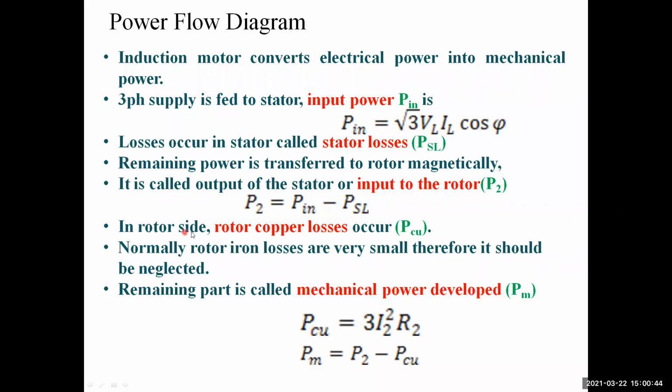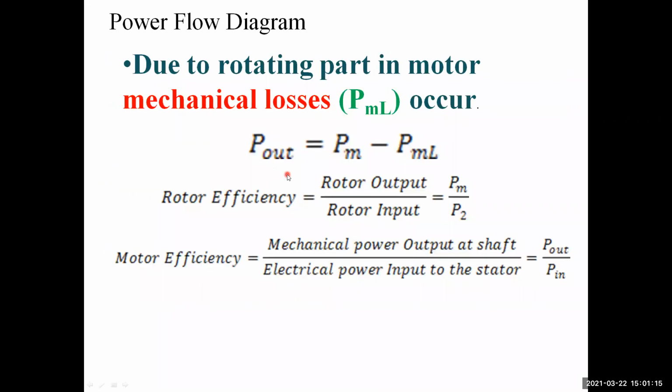Okay, on the rotor side, rotor copper loss takes place. That is called PCU, denoted by PC. Normally, the rotor iron losses are very small, therefore they can be neglected. So the remaining part is called mechanical power developed PM. Rotor copper loss is nothing but 3 I2 square into R2. So mechanical power is nothing but rotor input minus rotor copper loss. This is according to the power flow diagram.